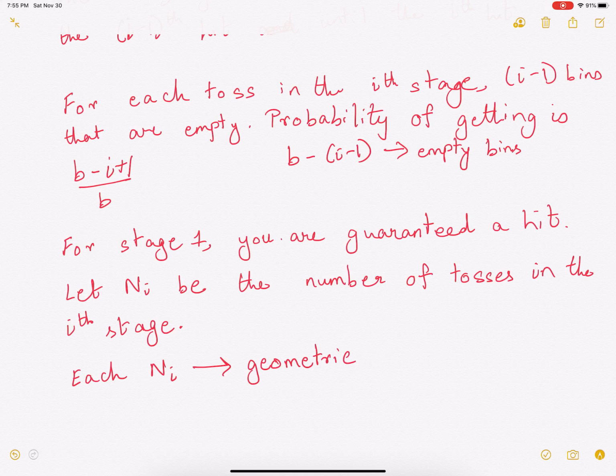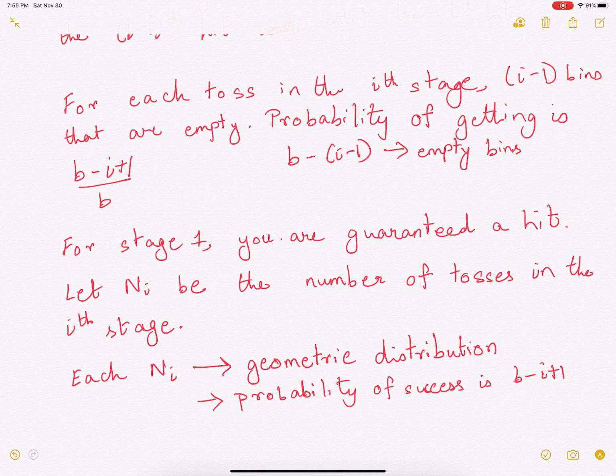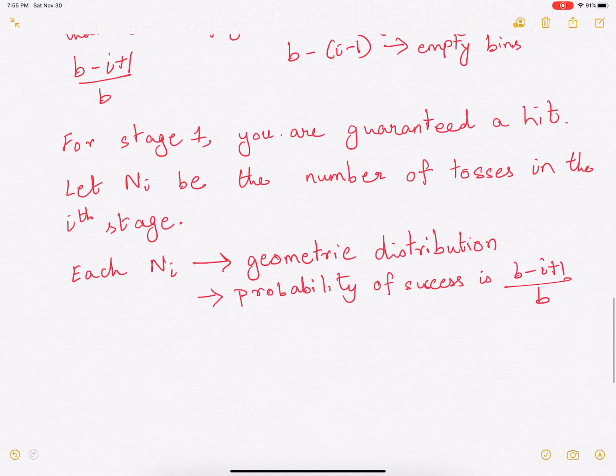Follows a geometric distribution, and the probability of success is (b minus i plus 1) divided by b. It's 1 divided by b. So this is the probability of success here. Okay. So what have we done?